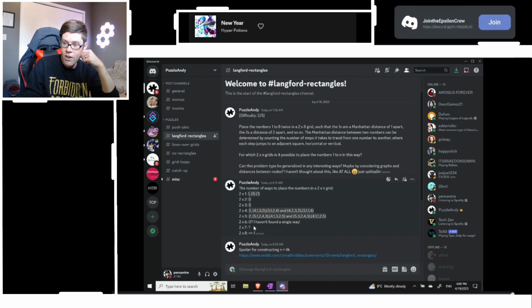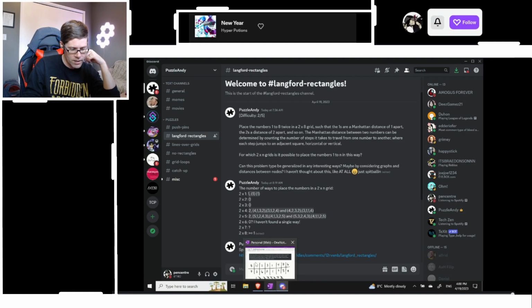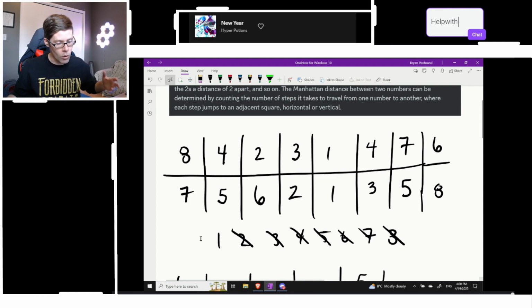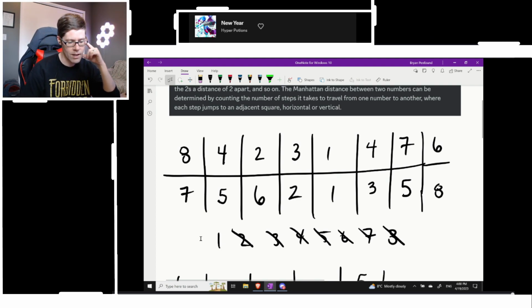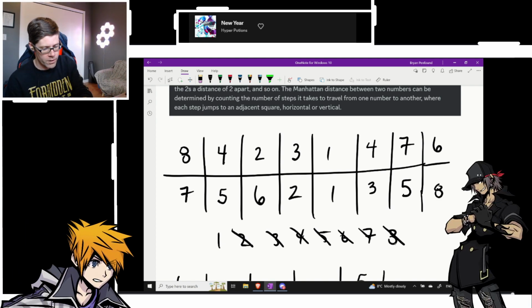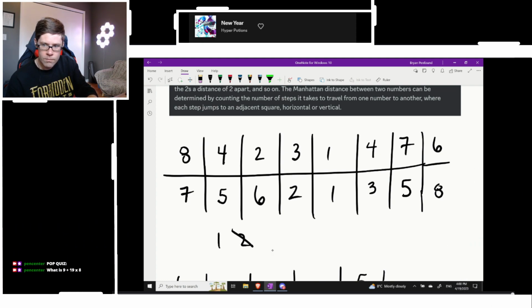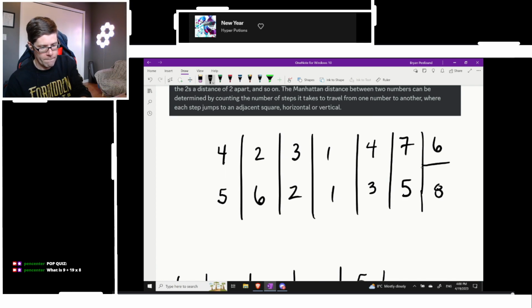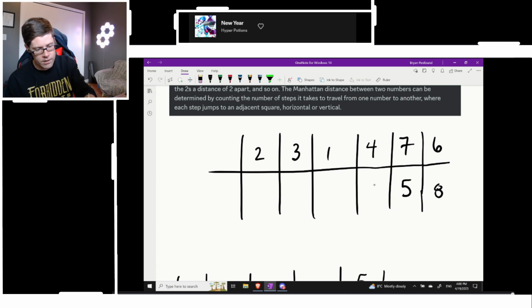2 by 7 is unknown. Okay, let's see. Let's put a dent in this one. So we know there's at least one solution for the 2 by 8. Probably more, because the 2 by 8 gives a lot of flexibility in where we put some of these numbers. So let's try it for 2 by 7. Now I'm curious. My interest has been piqued.